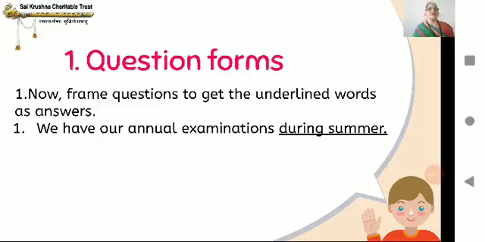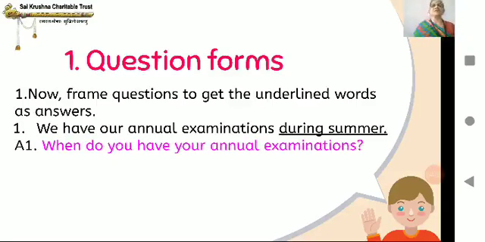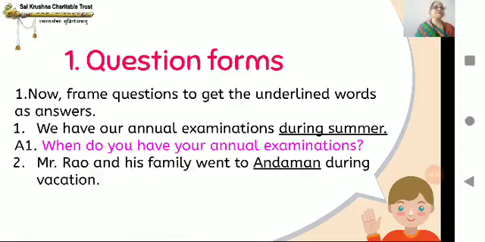What did you notice changed here? The first word, which is a pronoun, we, means all of us. So the teacher has to ask you, when do you have your annual examinations? Then you can say, we have our annual examinations during summer. So when is used wherever time is there. Wherever you have the answer pertaining to time or the period of time, we use when. Let's move on to the second one.